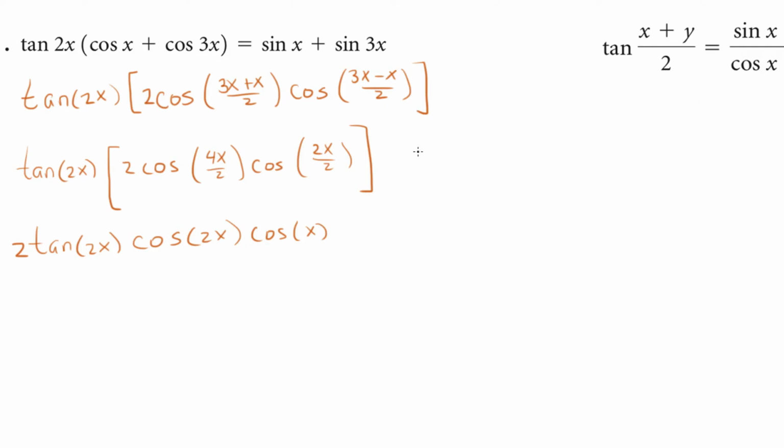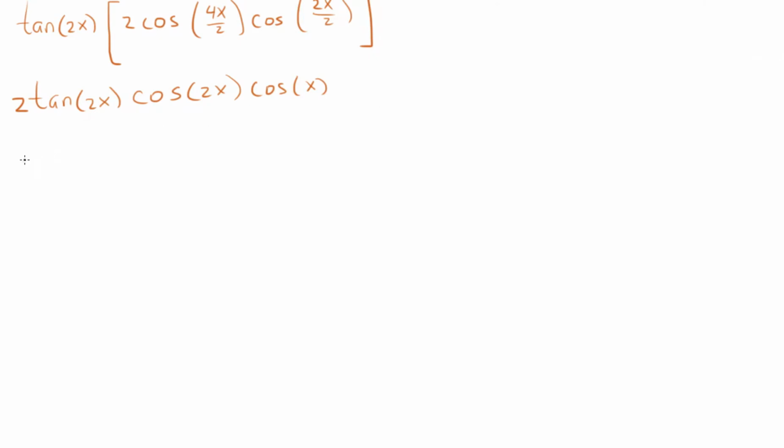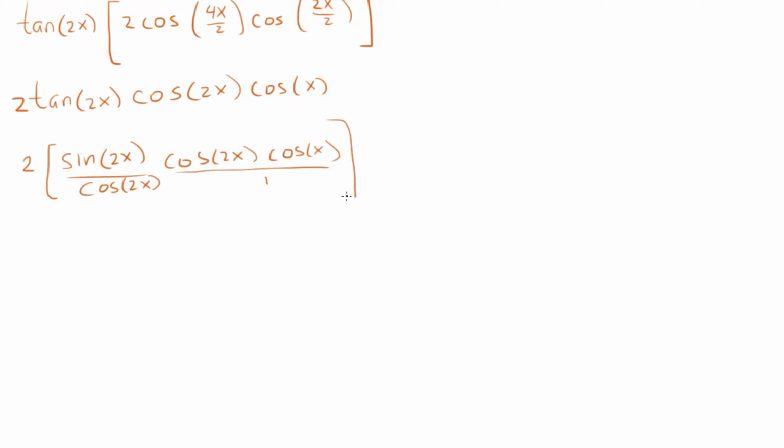Now, notice that tangent of 2x, I can change into sine of 2x over cosine of 2x, times 2 cosine of 2x cosine of x. The cosine of 2x and cosine of 2x cancel, since their ratio equals 1, so you're left with 2 sine of 2x cosine of x.